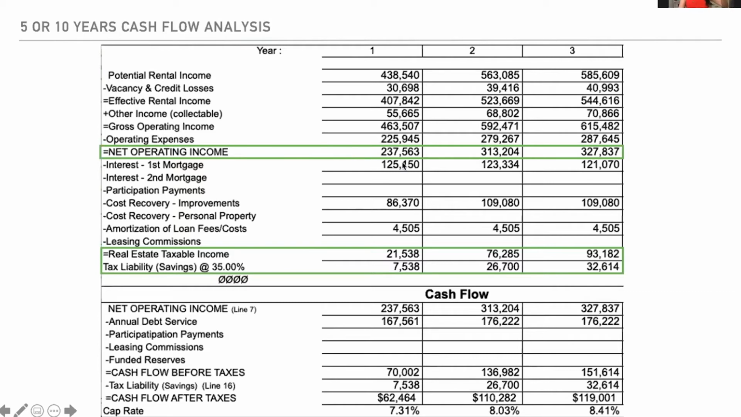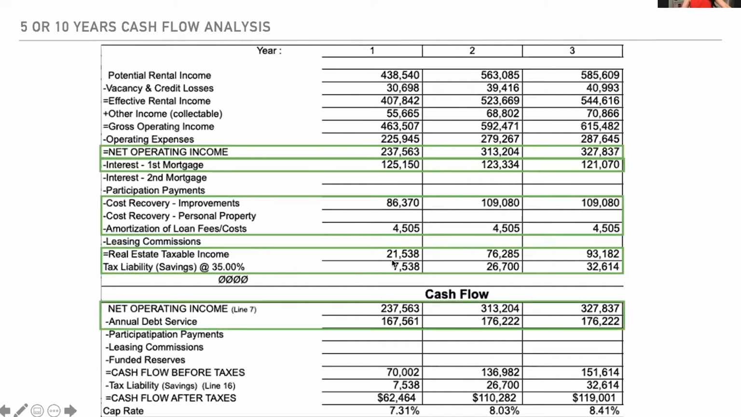So it pulled directly in here, the first year, and then with the rental income, I think we said 7% and 4% increase, and then it calculates the net operating income. Then we have the interest for the first mortgage. We subtract that interest, and then also we subtract the cost recovery, the depreciation, and also the amortization of loan fees. These are write-offs to get the real estate taxable income. Now, knowing their tax rate, we know approximately how much tax they're going to owe on this income.